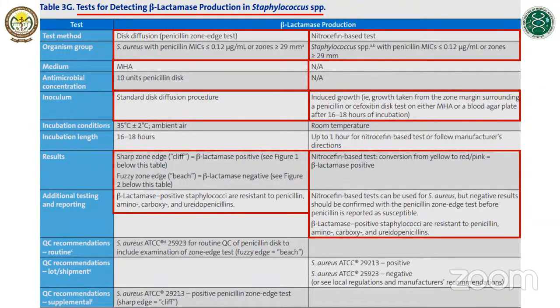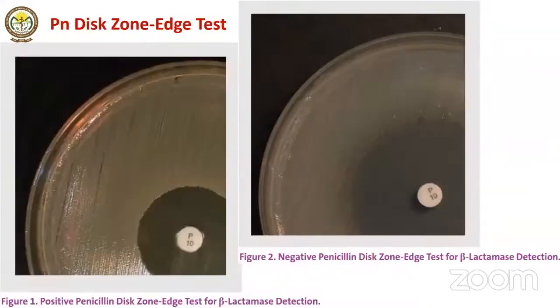A nitrocefin-based test can also be used, but the nitrocefin test again has to be confirmed by the penicillin zone edge test before penicillin is reported as susceptible or resistant. Very few strains are penicillin susceptible, but ours being a new institute, we still get penicillin susceptible strains maybe once or twice a month. So this is how it looks.